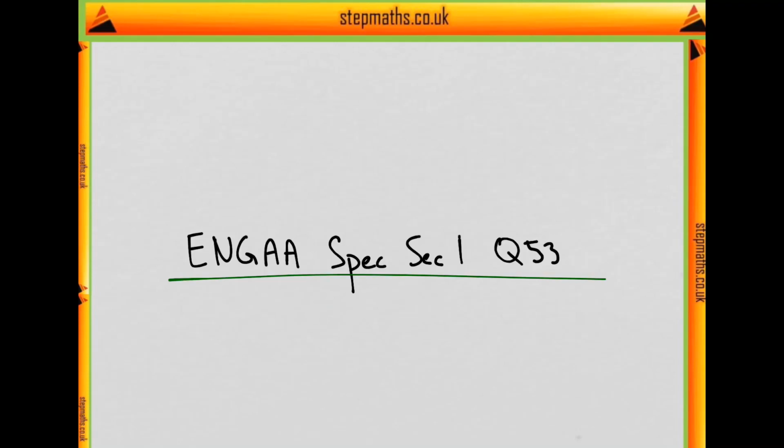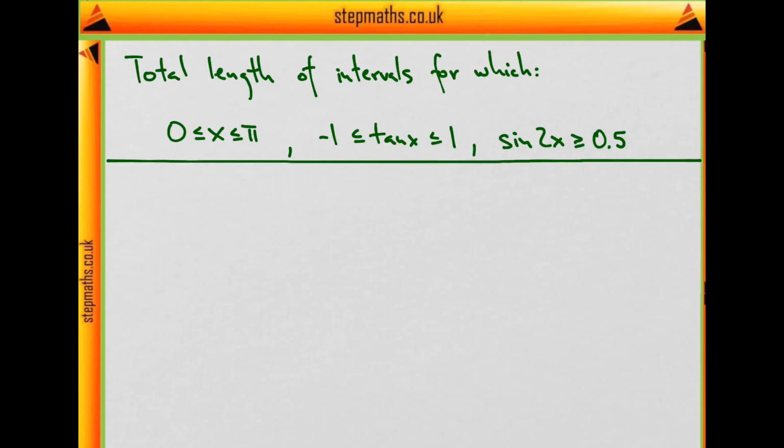In this video, we'll look at question 53 from the specimen paper. In this question, we are supposed to find the total length of intervals for which all of the following three conditions are satisfied. First of all, x needs to be between 0 and pi. Tan of x between -1 and 1, and sine of 2x must be greater or equal to 1/2.